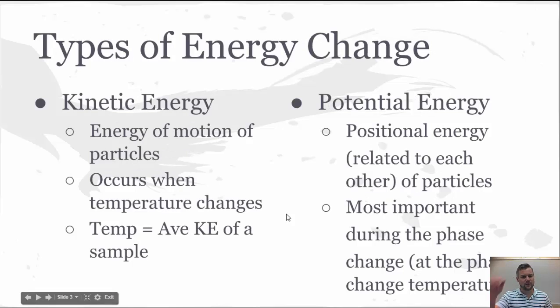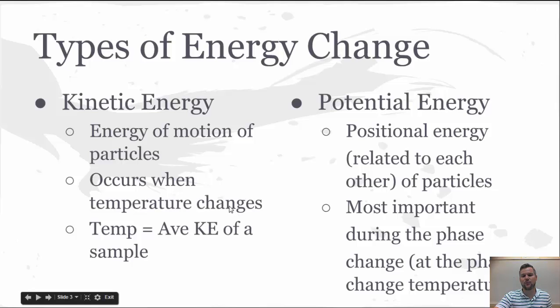Then there's also the two different types of energy. We can talk about kinetic energy changes and potential energy changes. Kinetic energy changes are going to be occurring when there's a change in temperature of the system, and that's because kinetic energy is related to temperature and the fact that temperature is the average kinetic energy of the sample. So as the sample heats up or cools down, the energy motion of those particles changes, but that's only happening when there's a change in temperature.